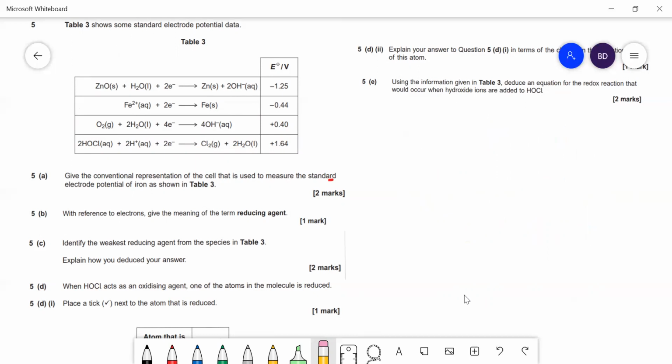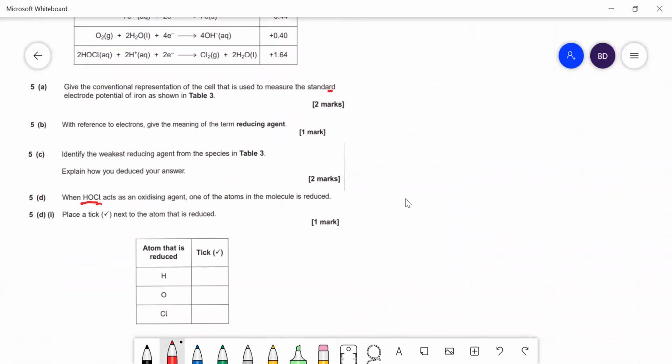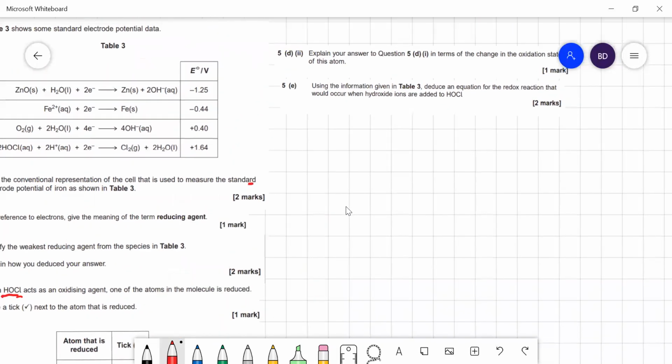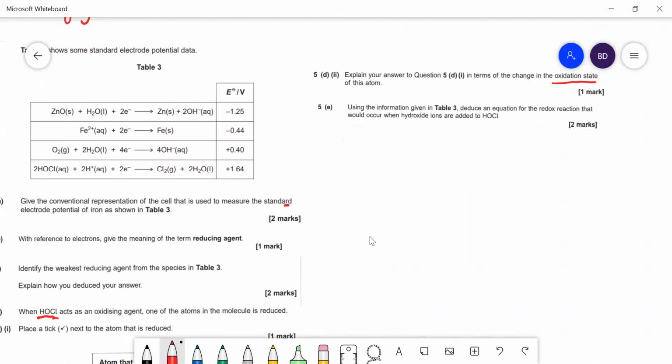Right, it says here, when HOCl acts as an oxidizing agent, one of the atoms in the molecule is reduced. Which one is it? Well, I've kind of answered that already just before. It's the chlorine, because the chlorine has got an oxidation number of +1 in HOCl, whereas in Cl2 it's got an oxidation number of 0 on combined elements. Okay, then it says, explain your answer in terms of the change in oxidation state. So I've just done that with the oxidation numbers.